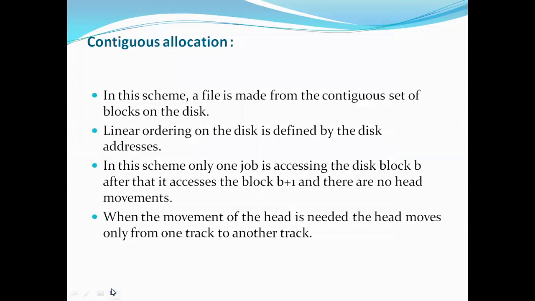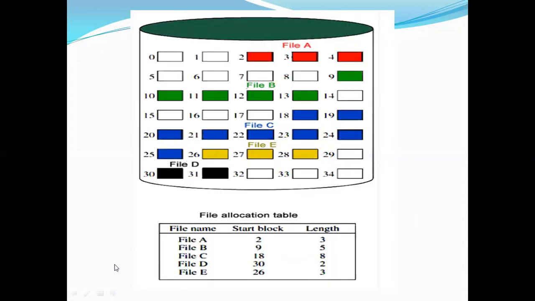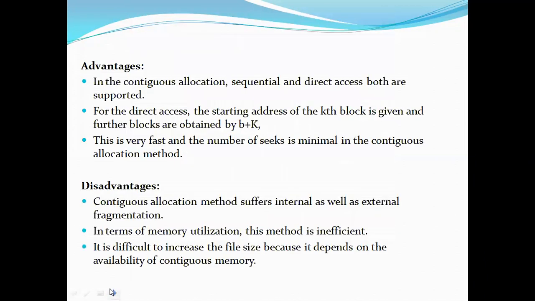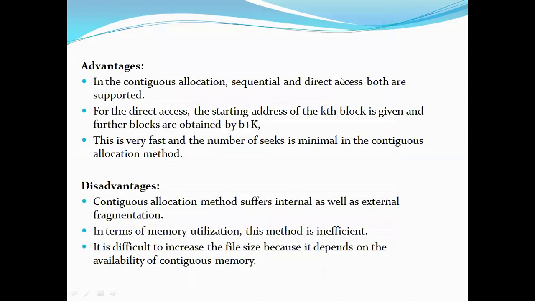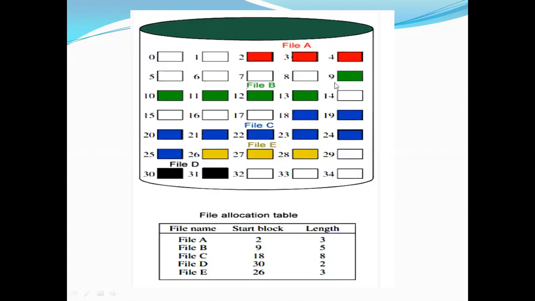So what are the advantages and disadvantages of that? It is simple to implement, as we have to allocate just the number of blocks related to the file, depending on the length. We can directly access a particular block related to a particular file. For example, if I want to access file B, I can directly access the data from the ninth block, up to the 14th. So it is easy in contiguous memory allocation.